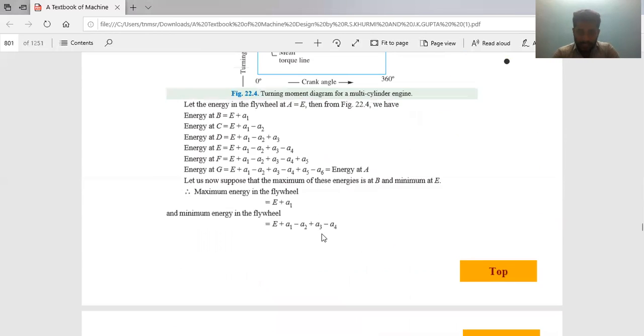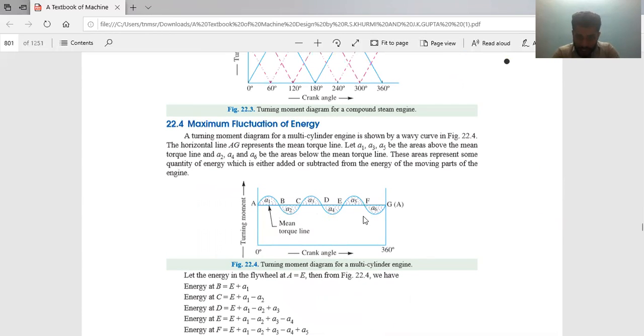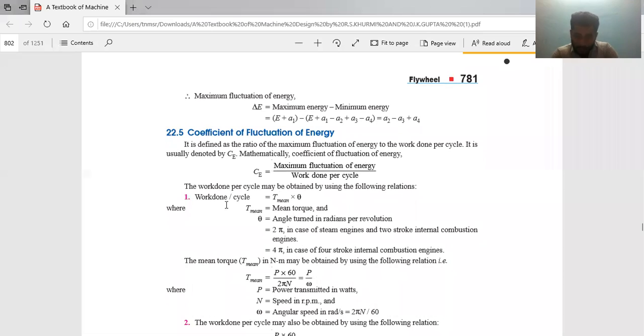While constructing this graph, you will calculate theta in terms of degree. But while solving, you have to convert this theta into radian always. That means you have to multiply it by pi by 180. Clear?